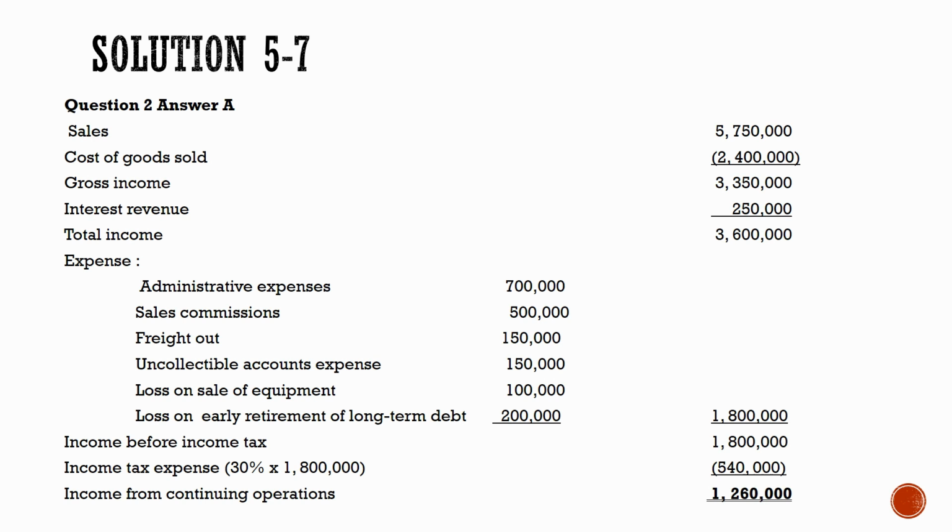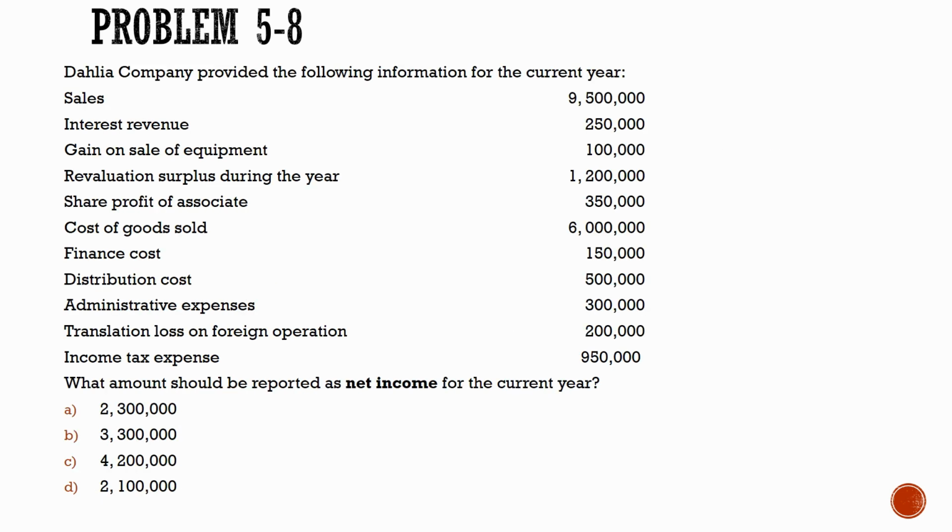6 million minus 4 million, makukuha na natin yung cost of goods manufactured natin na 2 million, which is letter A po sa ating choices. Problem 5-8. Dahlia Company provided the following information for the current year.